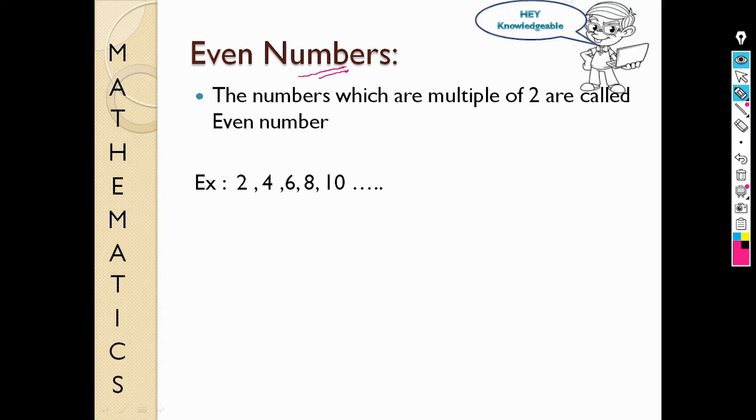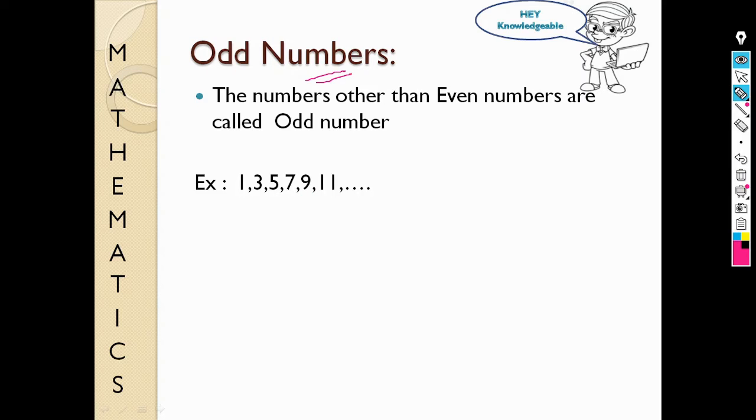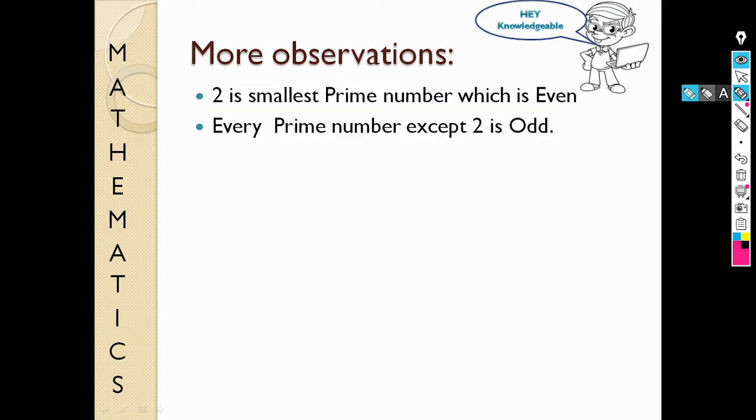So what are even numbers? The numbers which are multiples of 2 are called even numbers. So here if you see 2, 4, 6, 8, 10 and so on are called even numbers. What are odd numbers? The numbers other than even numbers are called odd numbers. So if you see 1, 3, 5, 7, these numbers are not divisible by 2. So these are odd numbers. So some more observations on numbers. 2 is the smallest prime number which is even. Every prime number except 2 is odd.